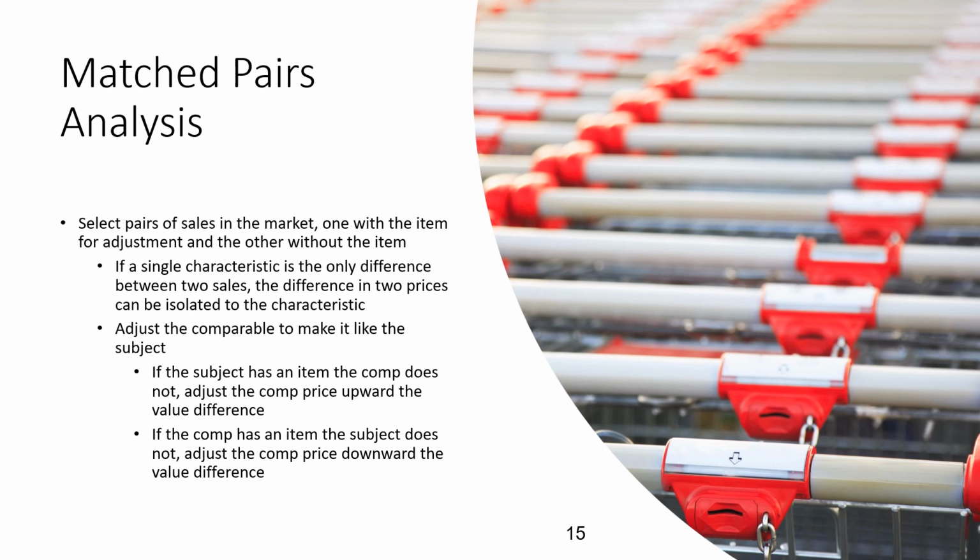Adjust the comparable to make it like the subject. If the subject has an item the comp does not, adjust the comp price upward for the value difference. If the comp has an item the subject does not, adjust the comp price downward for the value difference. And you'll remember from your pre-licensing course, CBS and CIA. If the comp is better, you subtract. If the comp is inferior, you add.